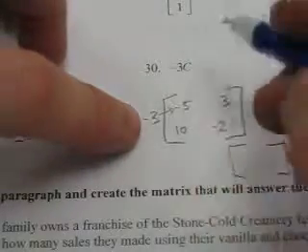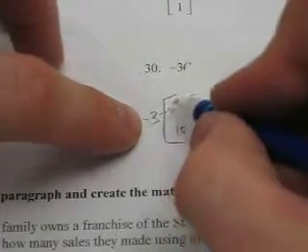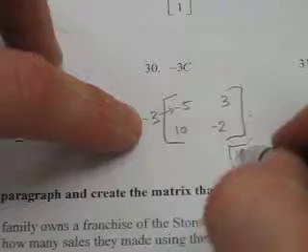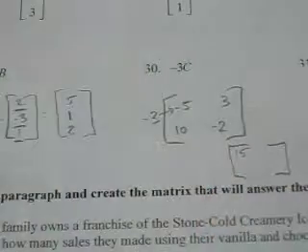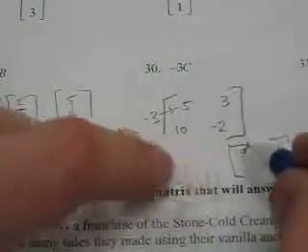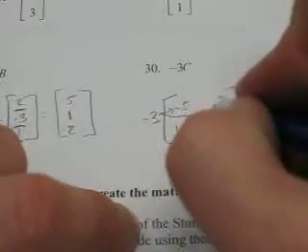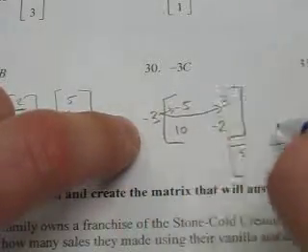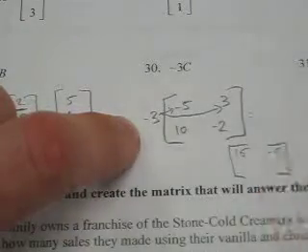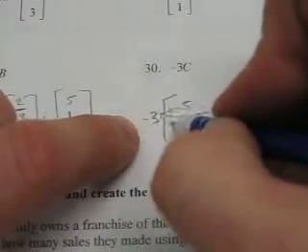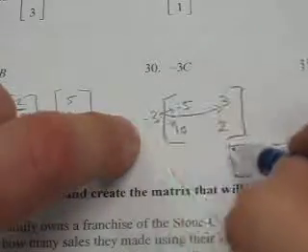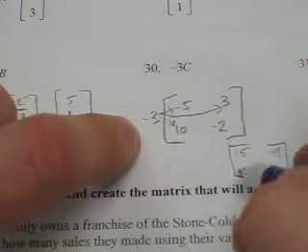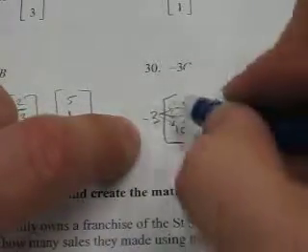Negative 3 times negative 5, that's negative 3 times top left, gives us our answer of 15 in our top left position. Negative 3 times 3, that's negative 3 times top right, is going to give us negative 9, so that goes in the top right position. Negative 3 times 10, when we multiply those, we get negative 30. That's in the bottom left, so that answer is going to go in the bottom left.